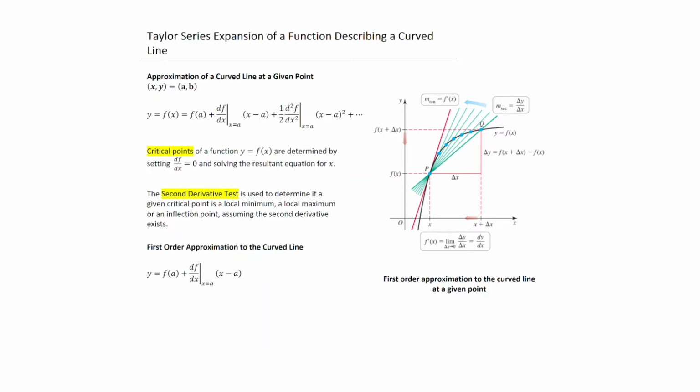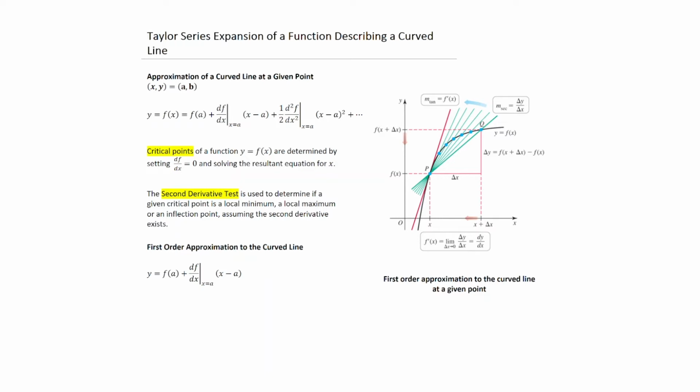And if we carry this out to higher order terms, then the next most significant term will be the second derivative with respect to x multiplied by 1/2, x minus a squared, and so on. So the critical points of a function y of x are determined by setting df/dx equals 0 and solving the resultant equation for x. The second derivative test is used to determine if a critical point is a local min, a local max, or an inflection point. Of course, this assumes that the second derivative exists. If it doesn't, then you would have to go to higher order derivatives to determine if there's a max or a min.